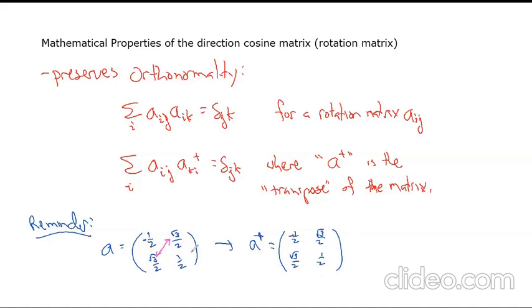So for example, A32 would become equal to A23. I'll write that correctly.